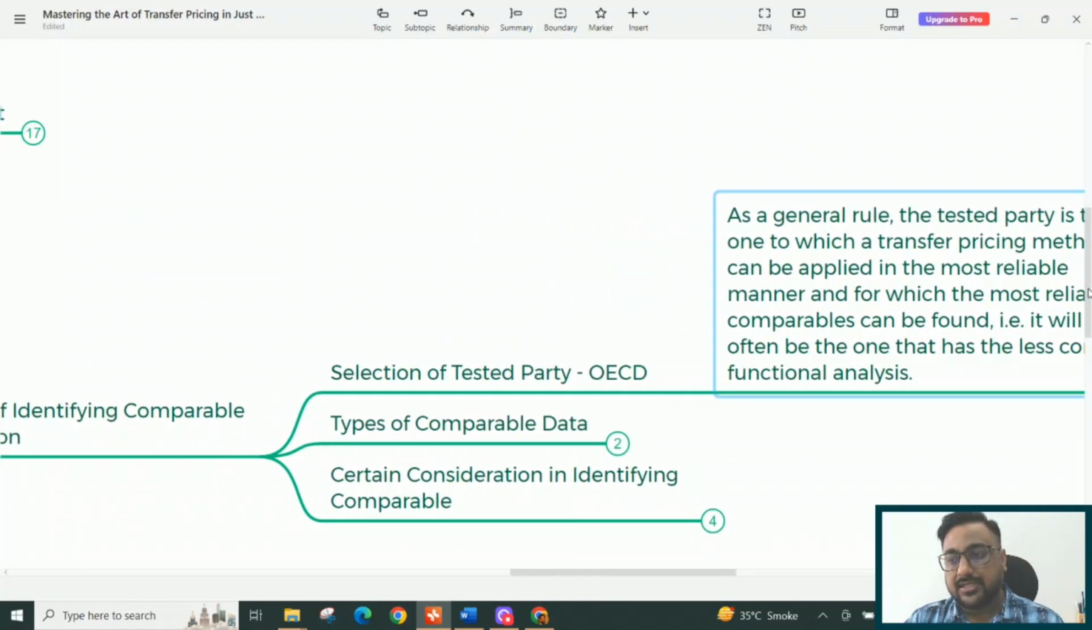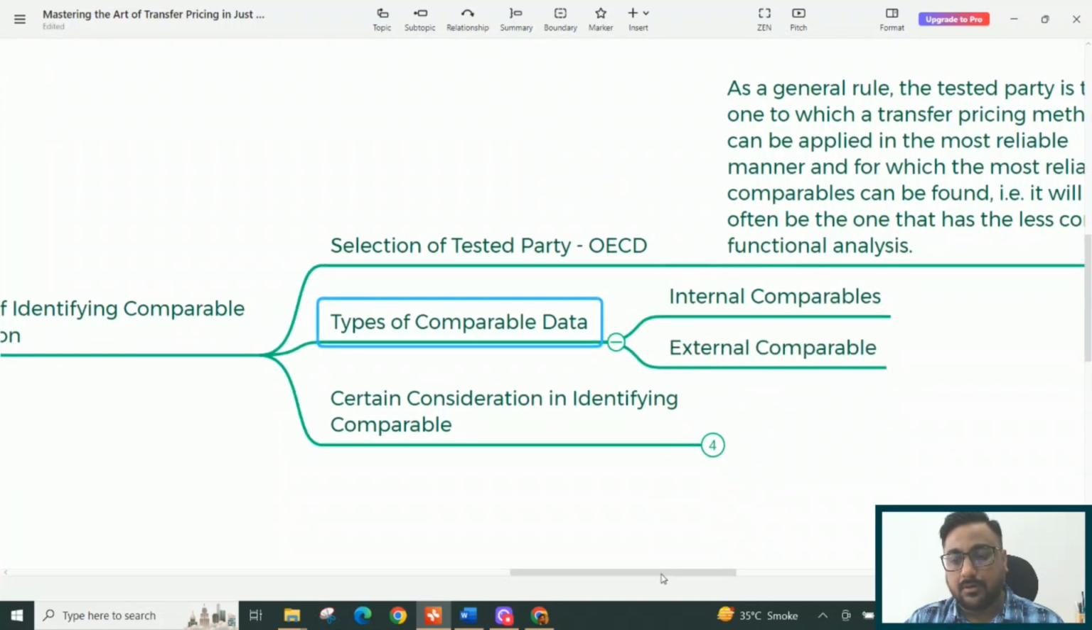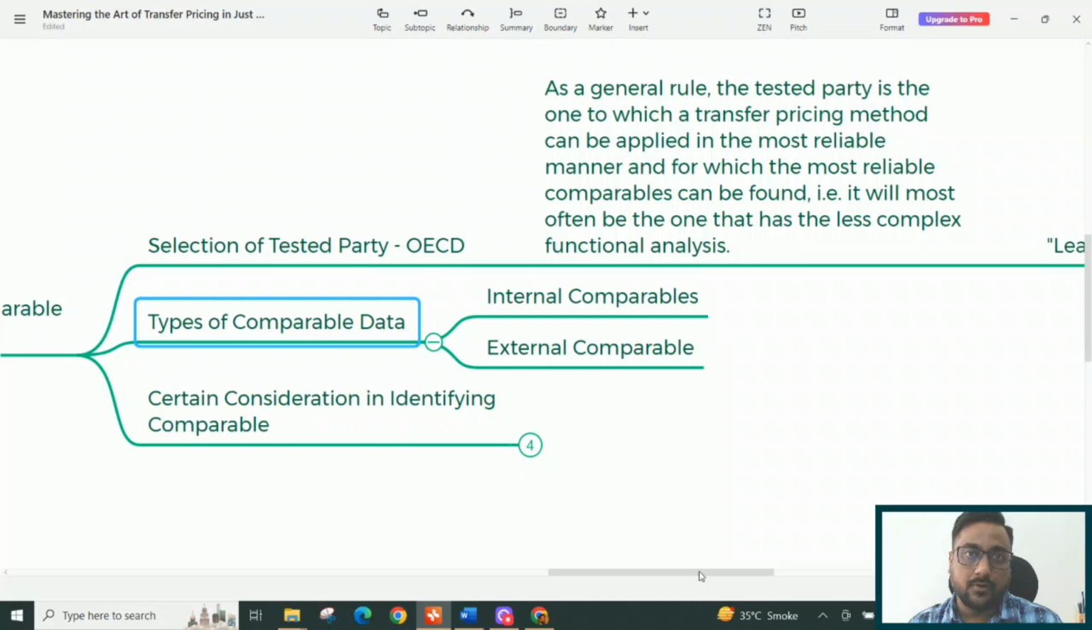Now I'll just move ahead. So once you select the tested party to the transaction, then you need to understand the types of comparable data which is available for analysis, right? Now, predominantly there will be two types of comparable data in any scenario. If you are using CUP, RPM, TNMM, CPM, etc., there are two types of data from which you can find the comparables, from which you can do the ALP analysis. What are these two types of data?